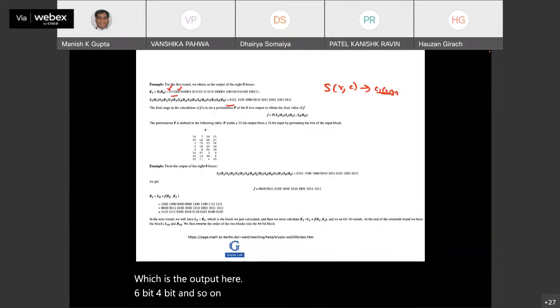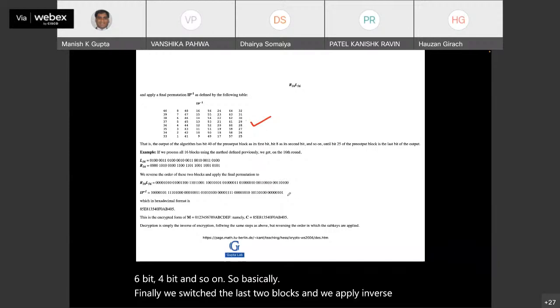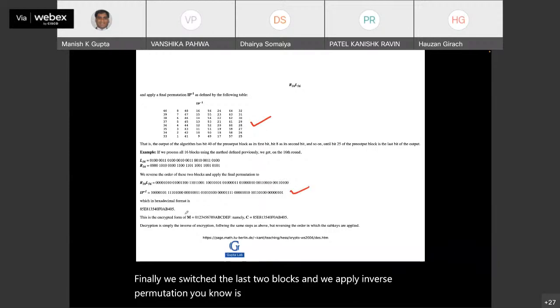So basically, finally, we switch the last two blocks and we apply the inverse permutation, shown here in hexadecimal format. This is it. So encryption gives us this ciphertext.